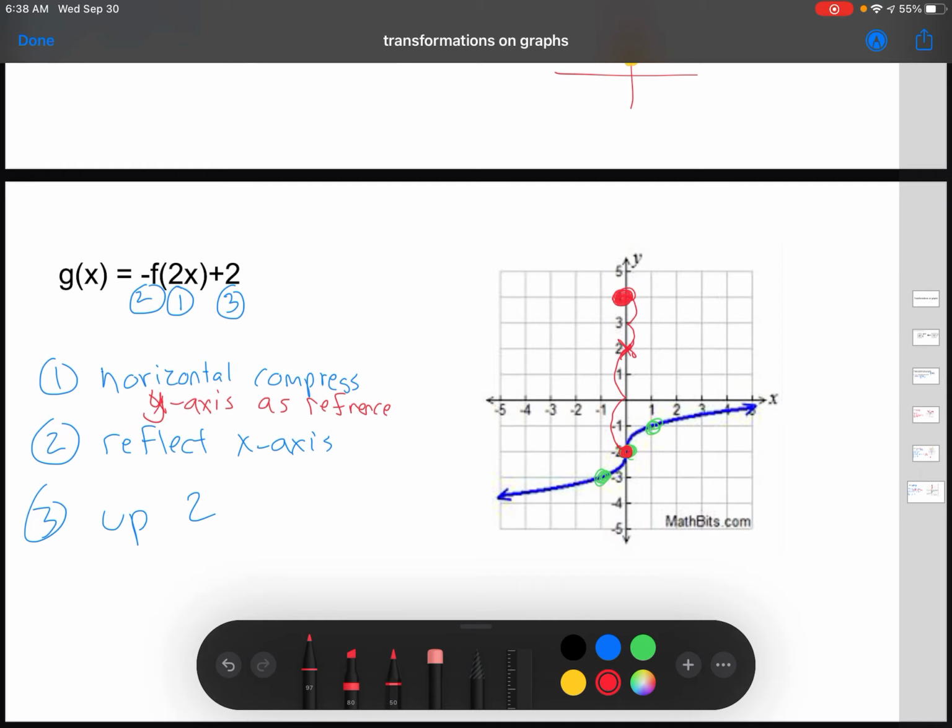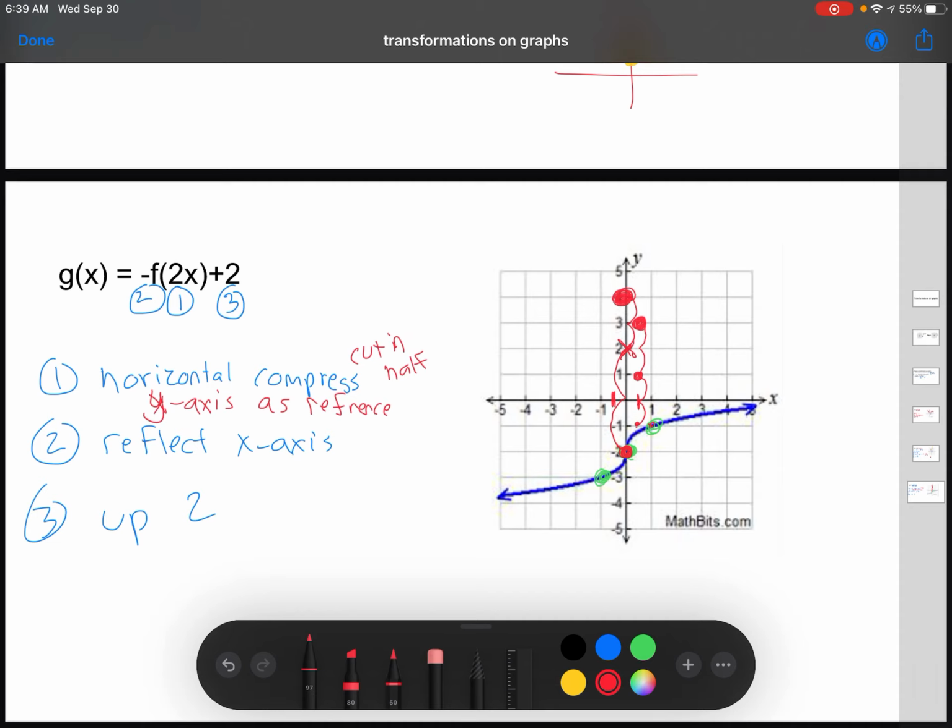The other 2 points, they're going to horizontally compress, right? So since they're a compression of 2, they're going to cut in half in relation to the y-axis. So since they're both on 1 and -1, they'll be on half and -half, right? Then they reflect the x-axis. This would go to +1 and then go up 2 from there. So it'll land on that 3.